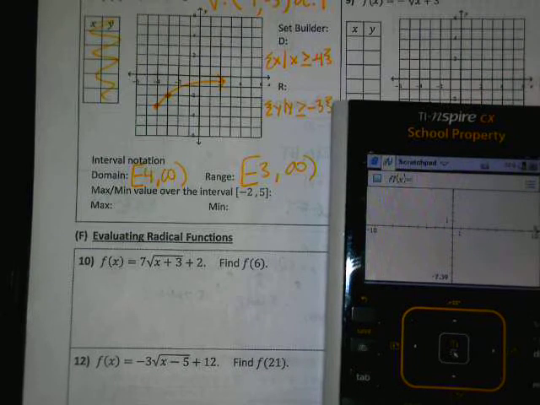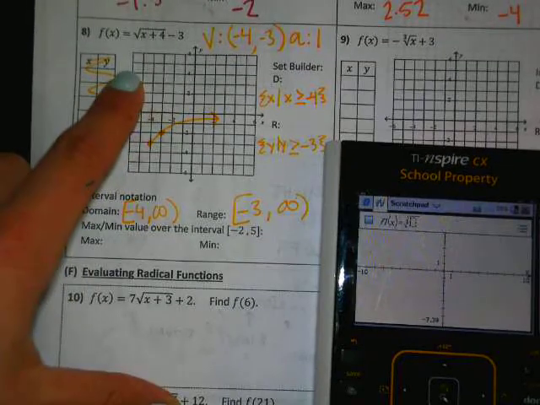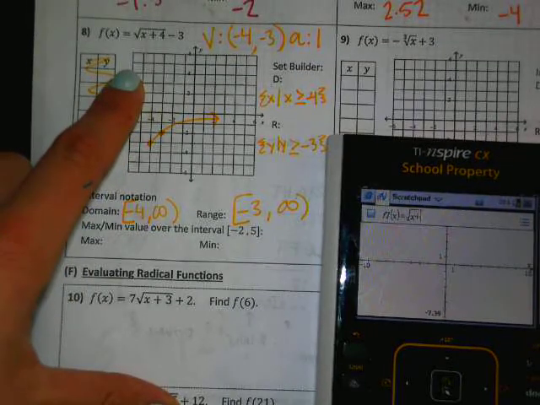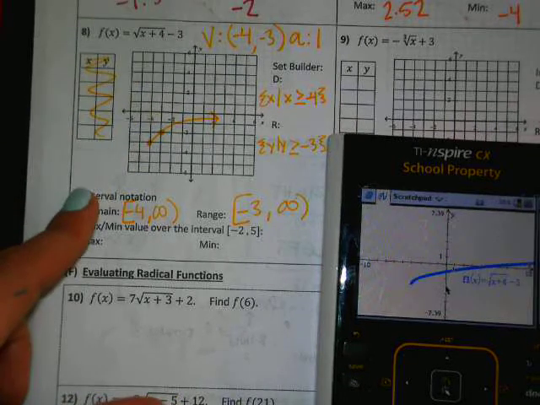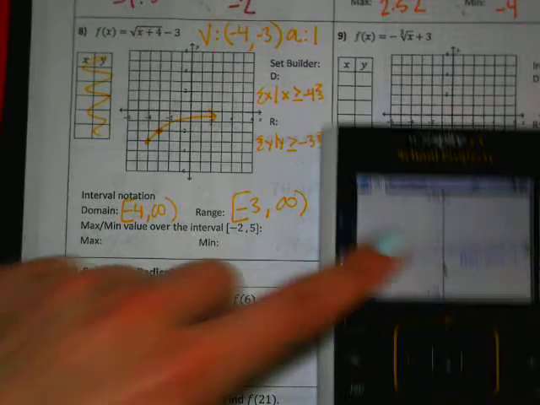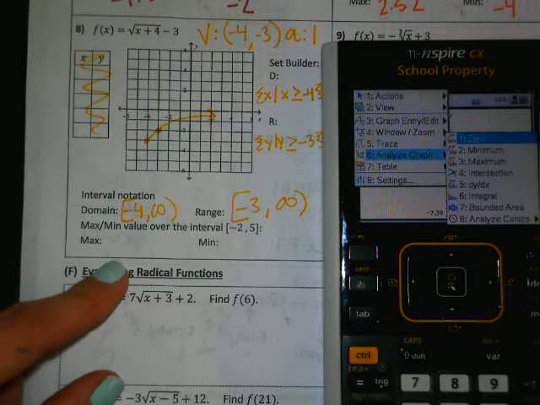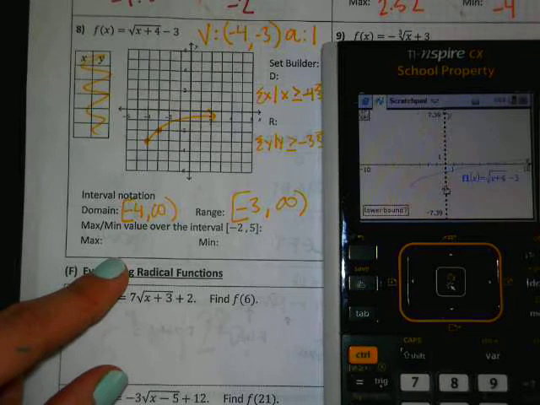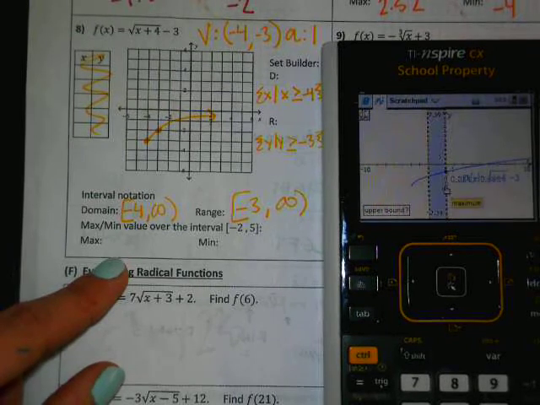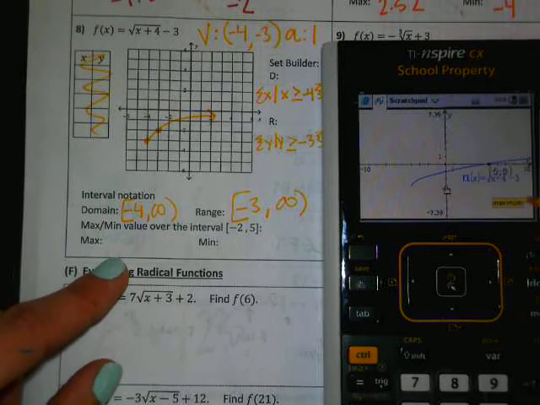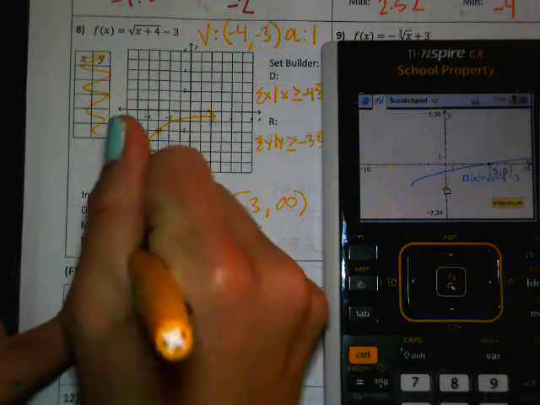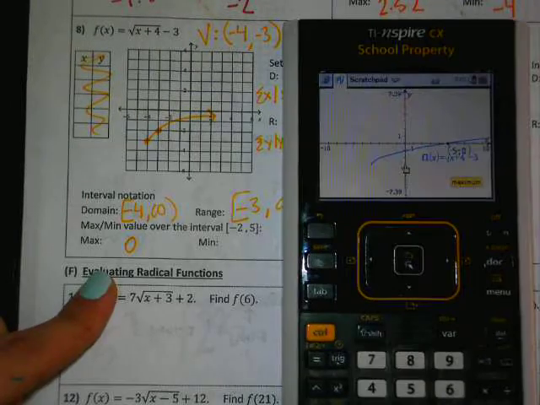All right. For the max and min, we've got to graph it. So I'm going to do square root of x plus 4, minus 3. Hit enter. Looks like my graph. Menu. -2, enter, 5, enter. So my maximum is at 0.